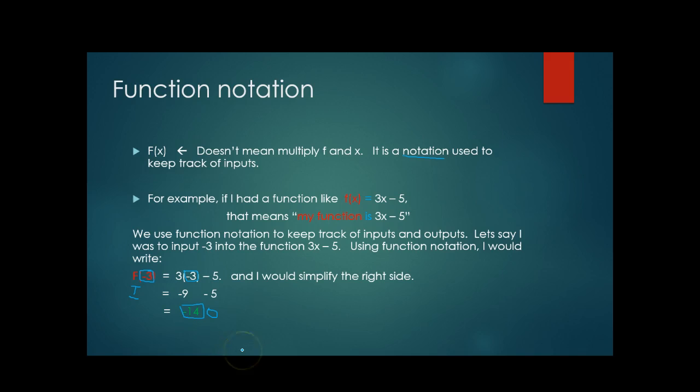Okay? And that's function notation, is just to be able to keep track of these two things very quickly and easily with all this other work in between. So, in short, my function at negative 3 is negative 14, or my input is negative 3, my output is negative 14, and I could write that as an ordered pair where I have an x-coordinate and a y-coordinate.